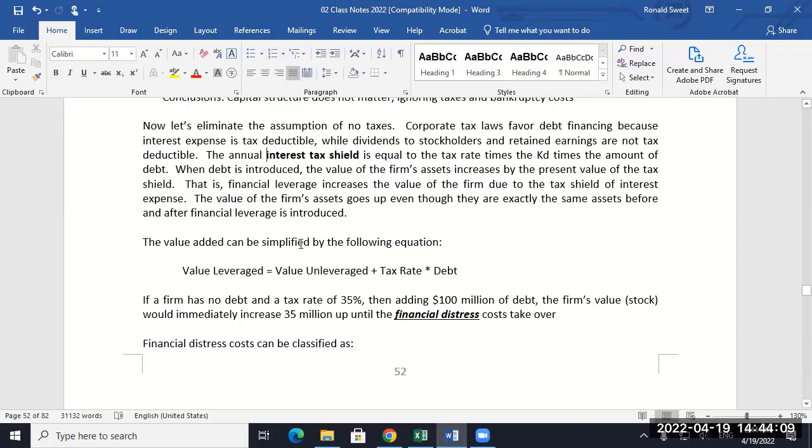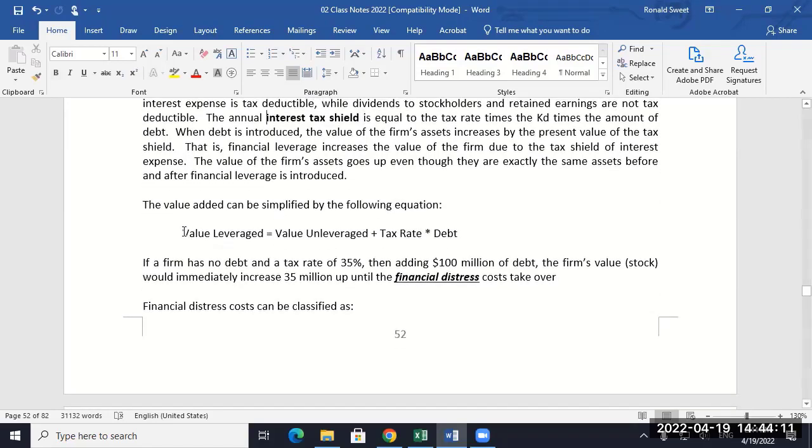And it's really simple. The value of a firm that has debt is equal to the value of that firm without debt, plus their tax rate times the amount of debt they have.